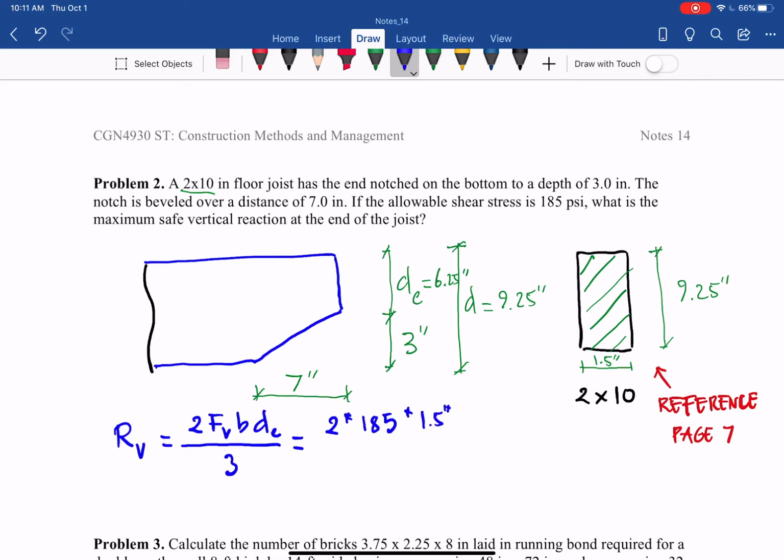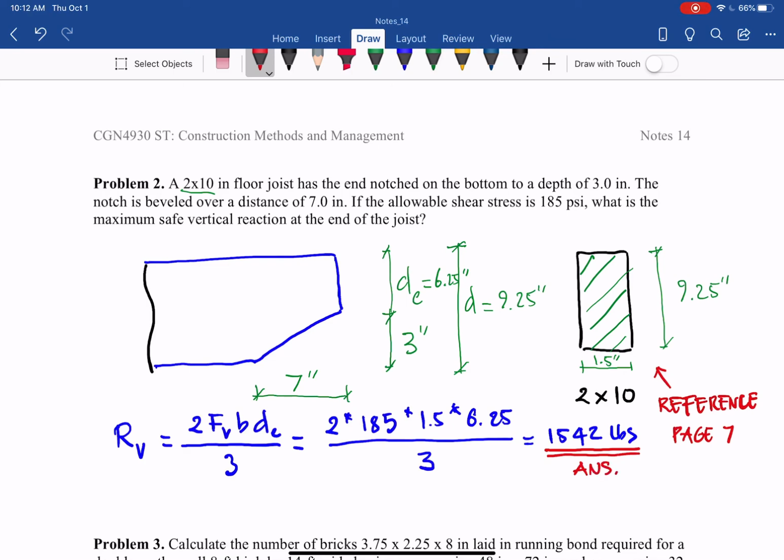times the DE, which is 6.25 inches, and then divide by 3. And from that we will get 1,542 pounds. 1,542 pounds is the shear reaction at the end of this notch.